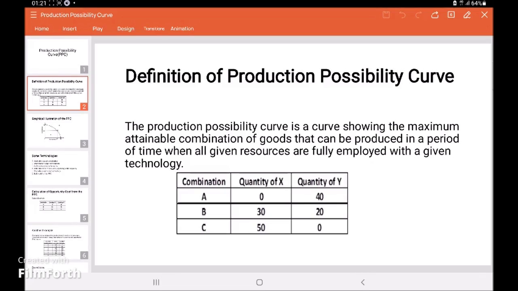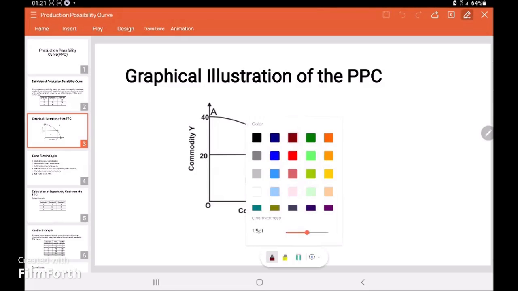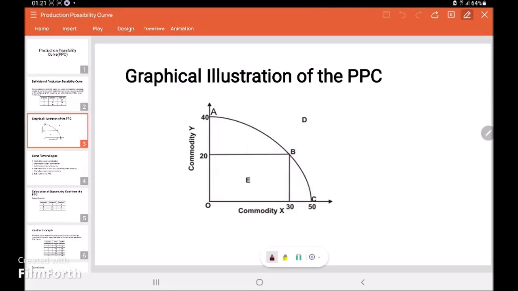Now, in the next slide, you will see that we have used this table to draw the production possibility curve. We'll go through it and see how we plot this nicely. In the table, for combination A, we have 40 units of commodity Y being produced and nothing of commodity X. Therefore, for that coordinate, we get the point on the vertical axis like this, and that is point A, combination A.